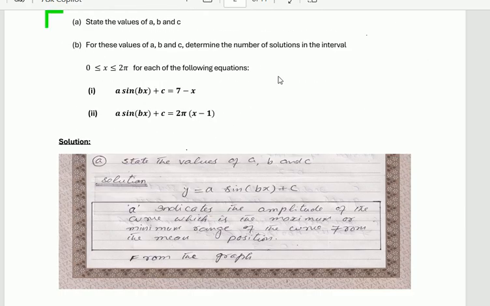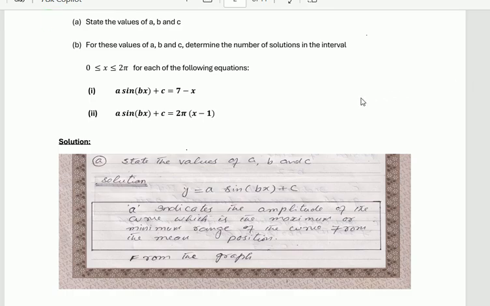Part B is: for these values of a, b, and c, determine the number of solutions in the interval 0 < x ≤ 2π for each of the following equations. The first one is a sin bx + c = 7 − x, and the second one is a sin bx + c = 2πx − 1.